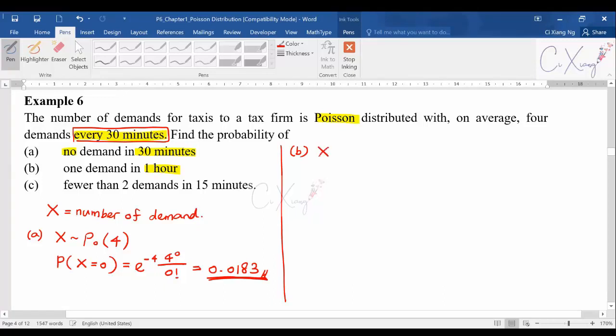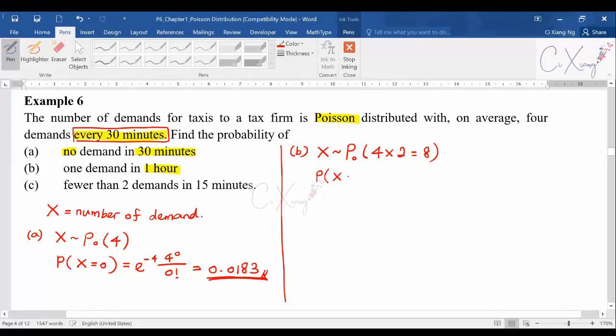So before you calculate the probability, you need to change the mean. It is 4 for 30 minutes. So 30 minutes and 1 hour, what's the difference? 1 hour is actually 2 times of 30 minutes, right? So the mean is 4 for 30 minutes. You need to multiply it by 2 so that you get a mean for 1 hour. All right, so 4 times 2 equals 8. And then from here, you try to calculate the probability.